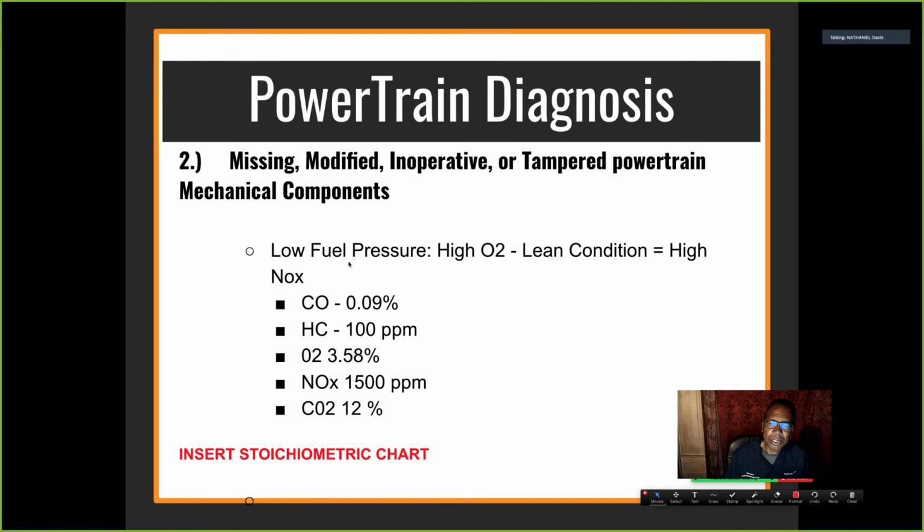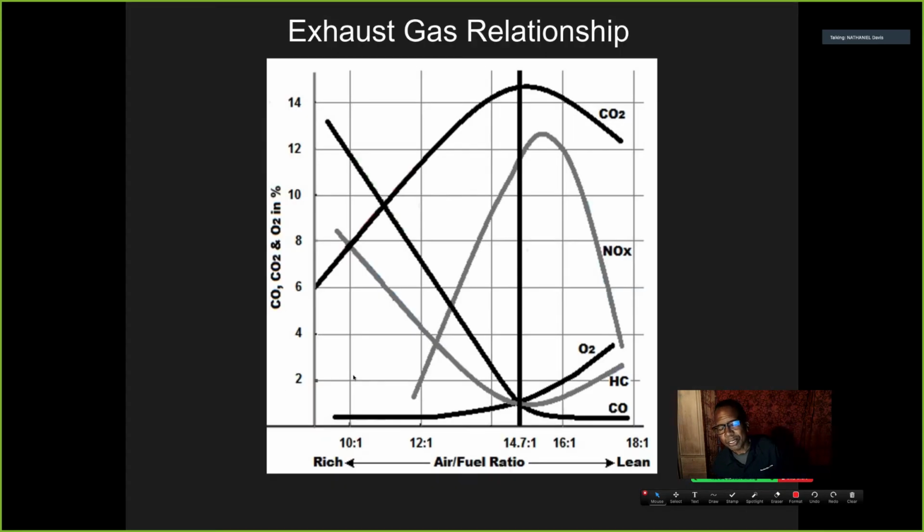Now here is a case: high O2, low fuel pressure, lean condition, high NOx. Now you see this here? Lean, low CO, a little high ACs. Look how high the O2 is. Yeah, it's pretty high. Now look at the NOx. The NOx drives up because a lean condition drives the temperature up, right? Exactly. A lean condition drives the temperature up. Exactly. If you look at this chart here.